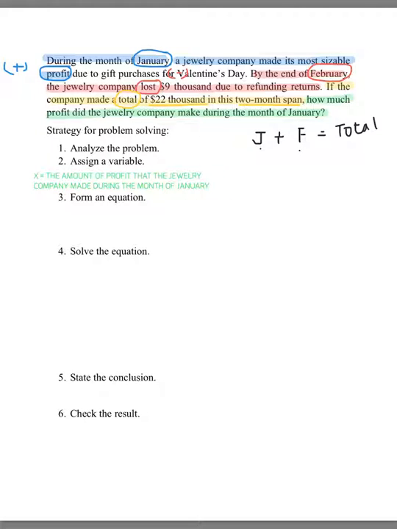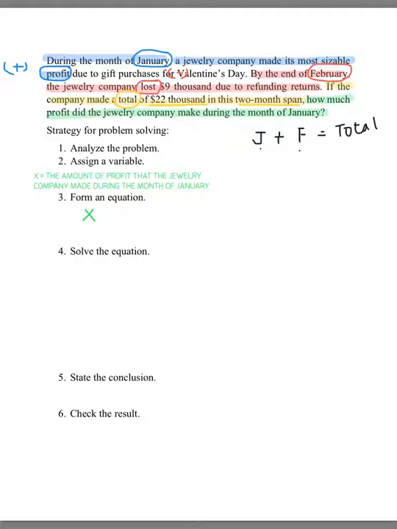So let's go ahead and write things down. For step 3, forming an equation, what we want to worry about first is January. What happened in January? Well, we know they made a sizable profit, but keep in mind the question that we are to answer: how much profit did the jewelry company make during the month of January? When we're talking about January, we don't actually know how much, but we know it's going to be represented by a positive x, or simply just an x, because that is profit.